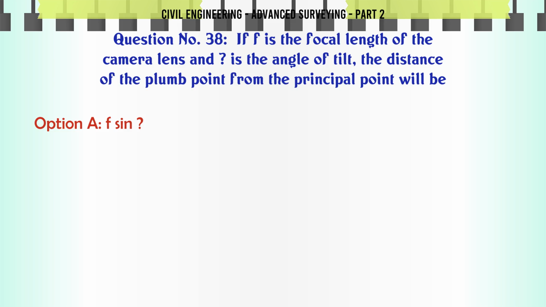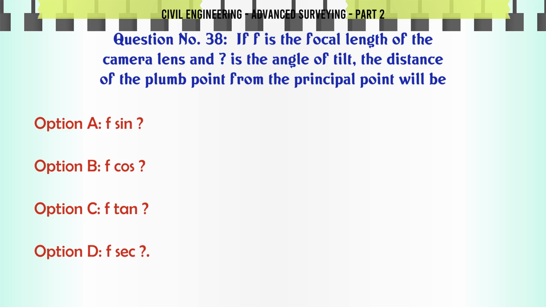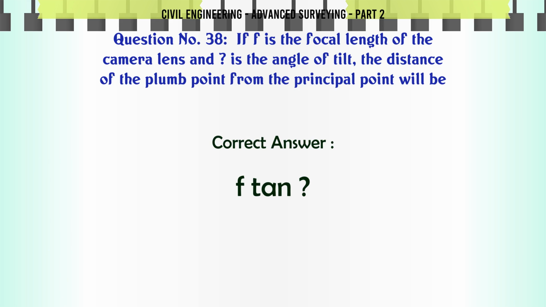If f is the focal length of the camera lens and the angle of tilt is given, the distance of the plumb point from the principal point will be A. f sin, B. f cos, C. f tan, D. f sec. The correct answer is f tan.